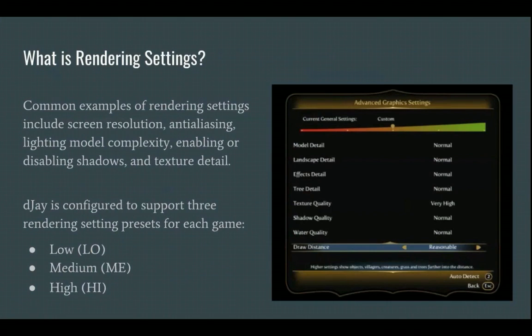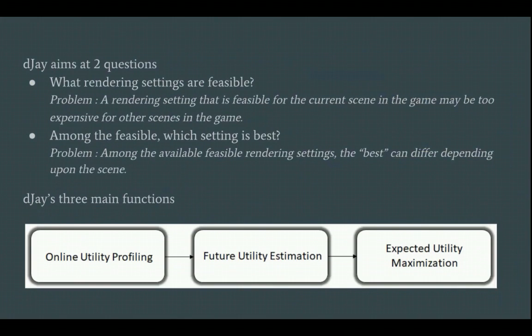So in DJ, the users have used some preset rendering settings, such as low, medium, and high. On the right-hand side, we see a screenshot of the rendering setting options that are provided in this game, Table 3. So here we're going to be discussing the two main questions that DJ aims to answer. The first one is, what rendering settings are feasible? And the second question is, among the feasible, which setting would be the best?